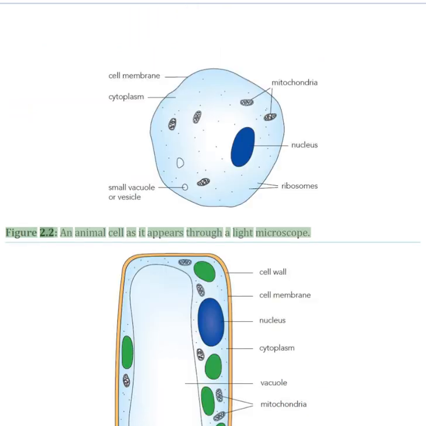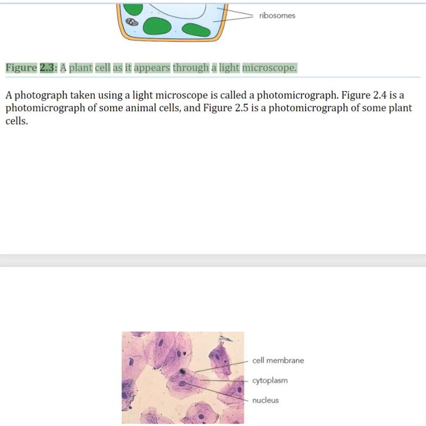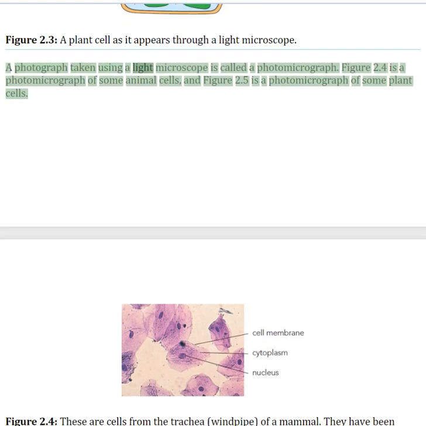Figure 2.2, an animal cell as it appears through a light microscope. Figure 2.3, a plant cell as it appears through a light microscope. A photograph taken using a light microscope is called a photomicrograph. Figure 2.4 is a photomicrograph of some animal cells, and Figure 2.5 is a photomicrograph of some plant cells.